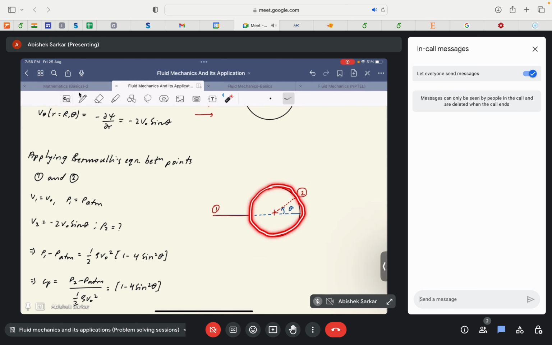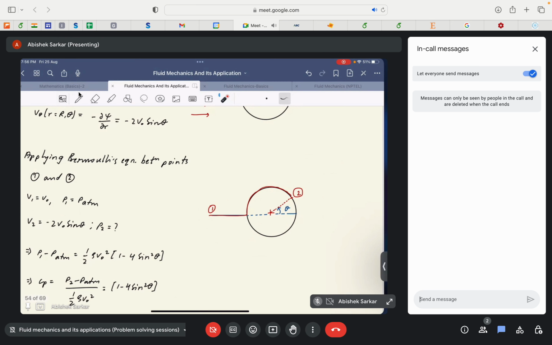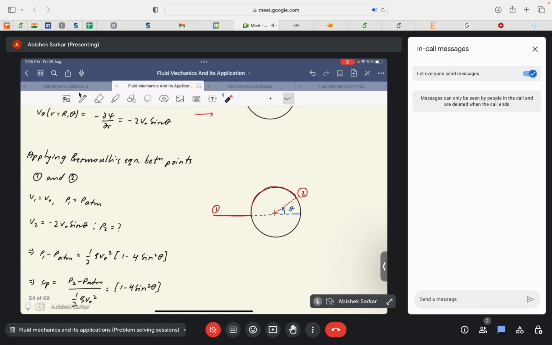So if this point is taken sufficiently far from the surface of the cylinder, we can consider the velocity at this point to be equal to v naught. So v1 is equal to v naught, p1 is equal to p atm, and v2 is equal to minus 2 v naught sin theta. Since there are only two velocity components and Vr is equal to 0, v theta is the only velocity component that exists. So v2 at point 2 is the angular velocity component, that is minus 2 v naught sin theta, which we found from the stream function.